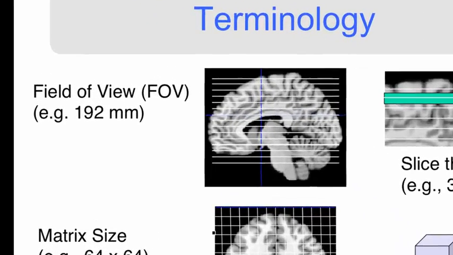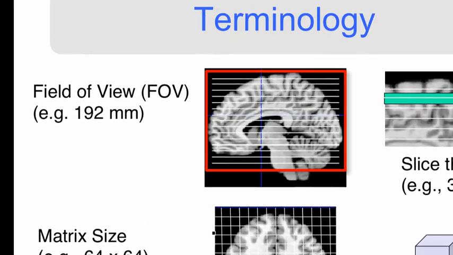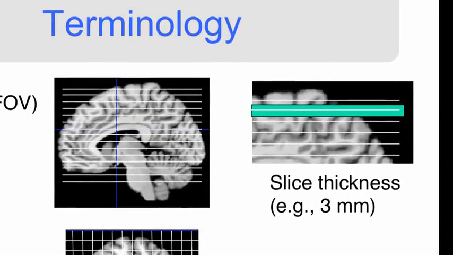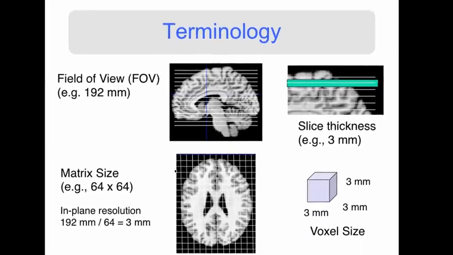So the field of view of an image is basically, you can consider that you have a box around a person's brain, and you're imaging within that box. The width of that box is called the field of view, or the FOV. Now, within the field of view, we sample a bunch of slices, and each slice has a thickness as well. Here we illustrate a slice thickness of 3 millimeters. So each slice is 3 millimeters, then we move to the next one, which is 3 millimeters, etc.